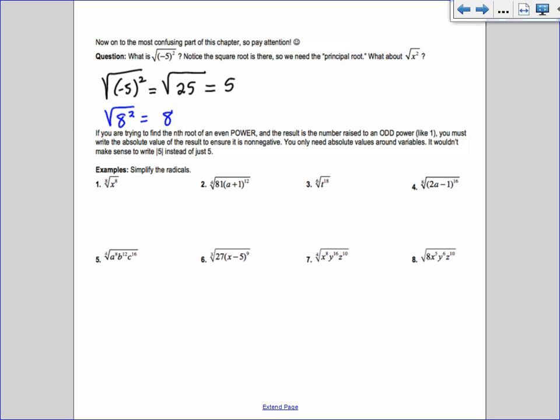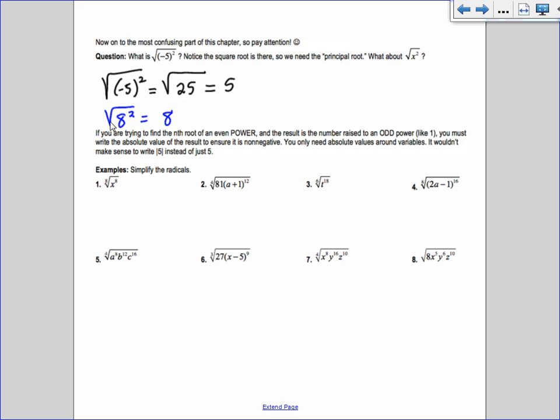Yeah, Allison, you have a question? What if it's like negative 5 cubed? If it was negative 5 cubed and under a cube root, then they would cancel. They'd just be negative 5, because this would be the cube root of negative 125, which is negative 5. Okay, so there's something weird going on with even roots in particular. Square roots, fourth roots, sixth roots.